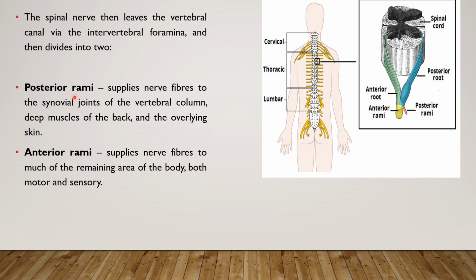The posterior rami supply only the vertebral column, muscles of the back, and skin. Anterior rami supply the different remaining parts of the body, including motor and sensory.